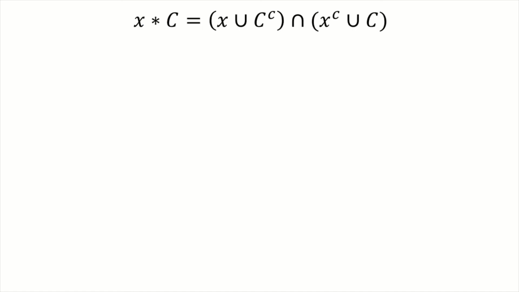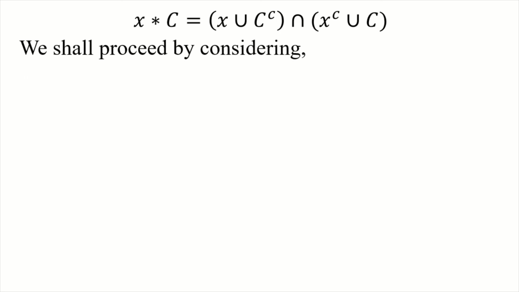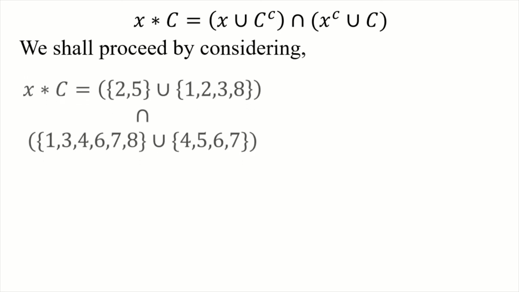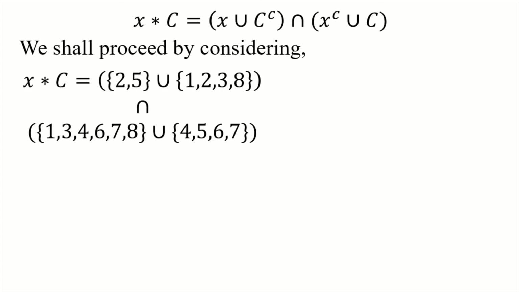So finally, we are through now. The next thing is now for us to compute S star C. And as you can see here, for us to find S star C, we need to find the union of the first, and that is 2, 5, then a bracket, then union 1, 2, 3, 8. Then intersection. Then what about the second one? That is 1, 3, 4, 6, 7, 8 in the bracket, then union 4, 5, 6, and 7.